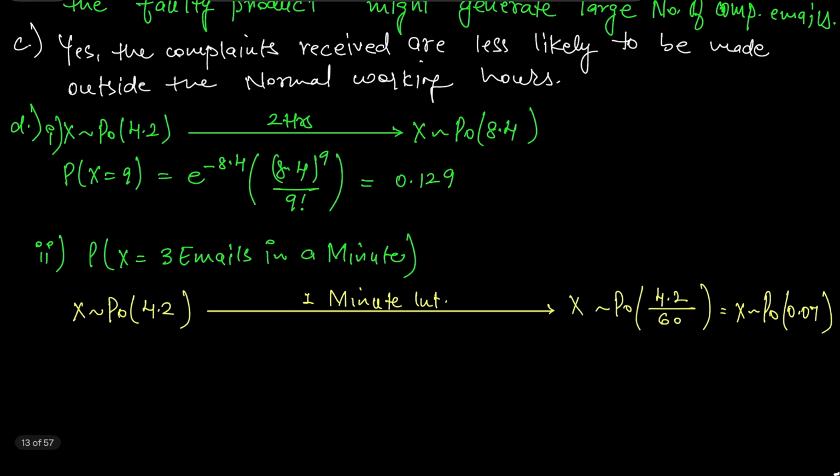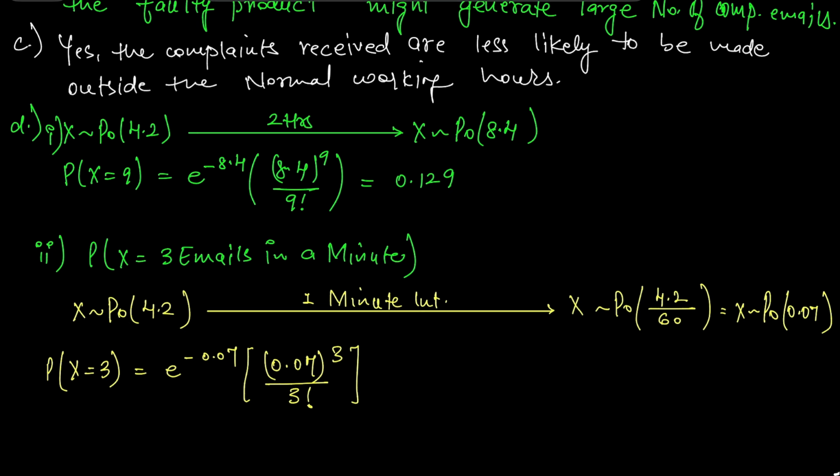Okay, so now we need to figure out the question: 3 emails per minute. I will write the probability of X = 3 emails in a minute as e^(-0.07) × 0.07^3 divided by 3!. When I solve this, the final answer appears to be 0.0000533. So this is the final answer for the given question.